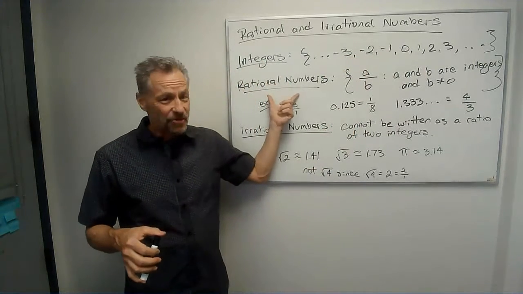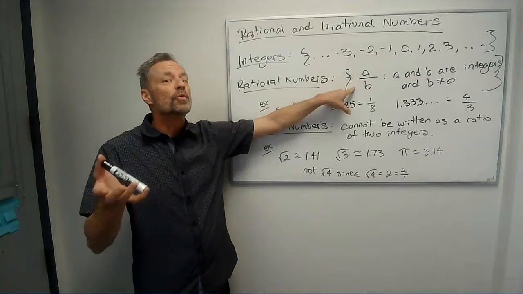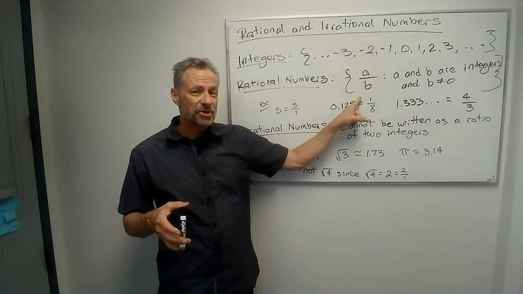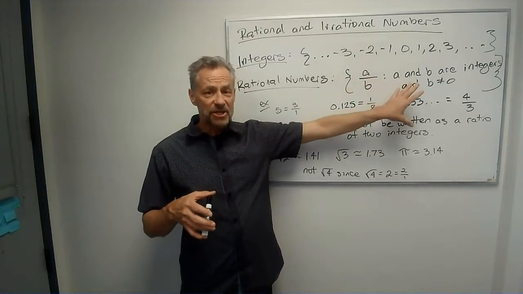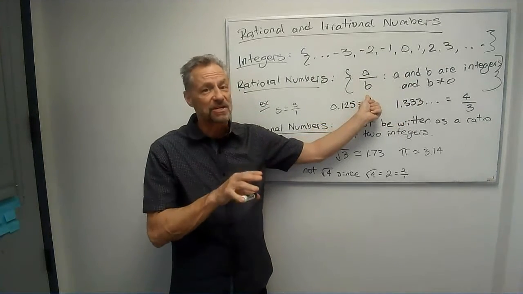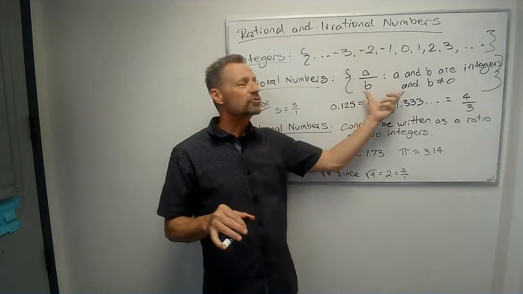A rational number is any fraction or a ratio where A and B, both the numerator and the denominator, are integers. B can't be zero. So you can never have zero on the bottom of a fraction, that's undefined. So those are the rational numbers.